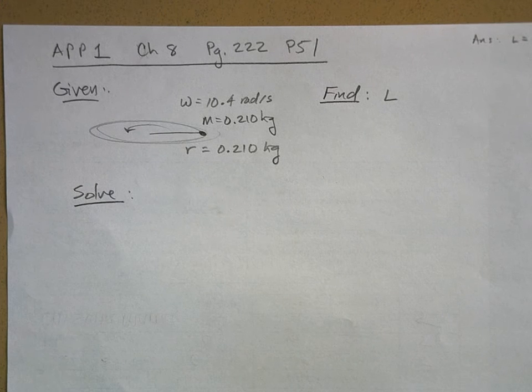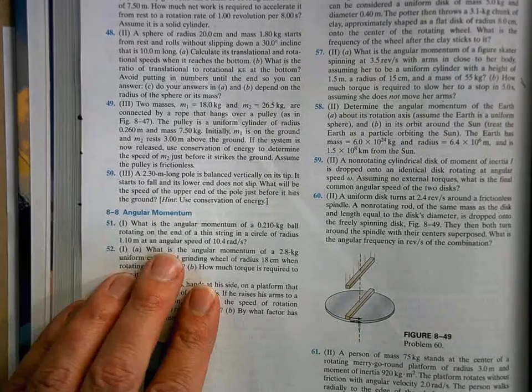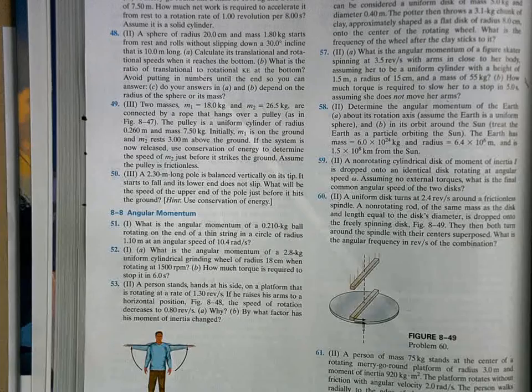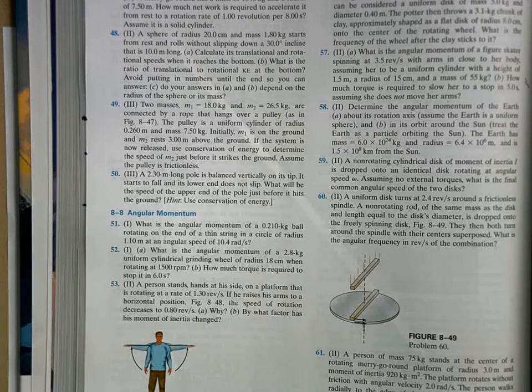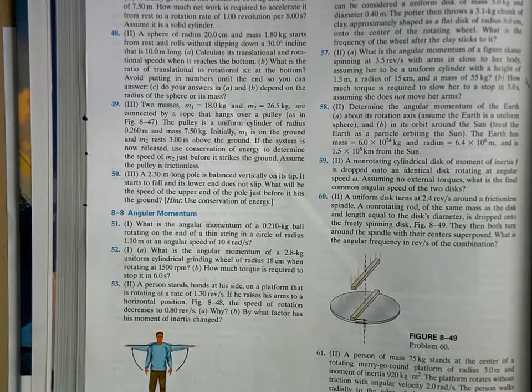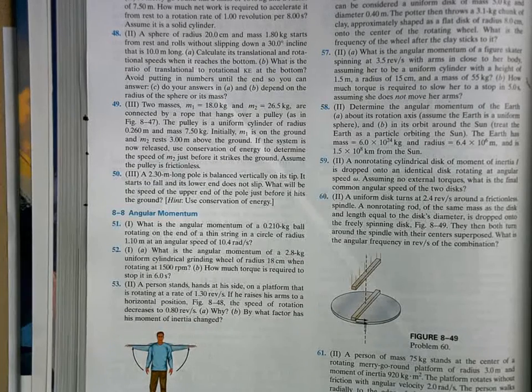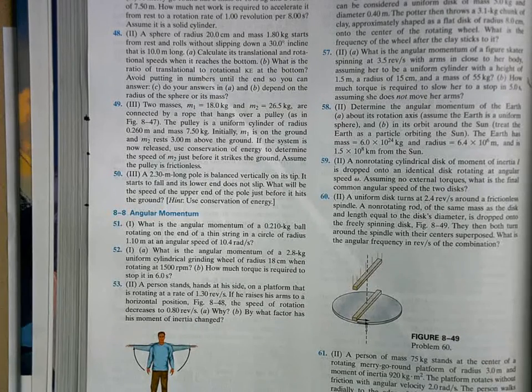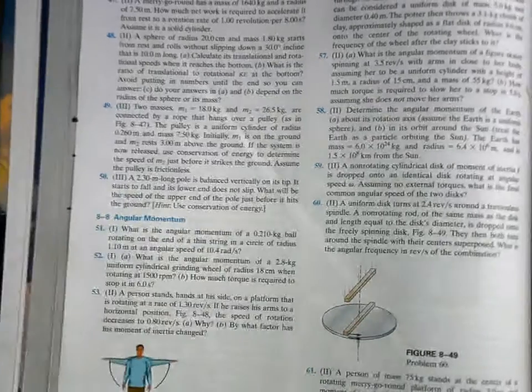Let's do problem 51 on page 222. And I'll read it from the book. It's a pretty basic problem. There's number 51 right here. It says, what is the angular momentum of a 0.210 kilogram ball rotating on the end of a thin string in a circle of radius 1.1 meter at an angular speed of 10.4 radians per second?